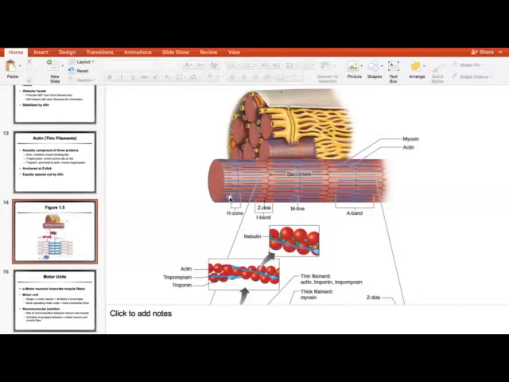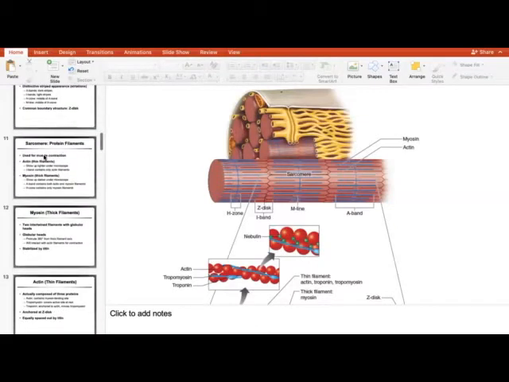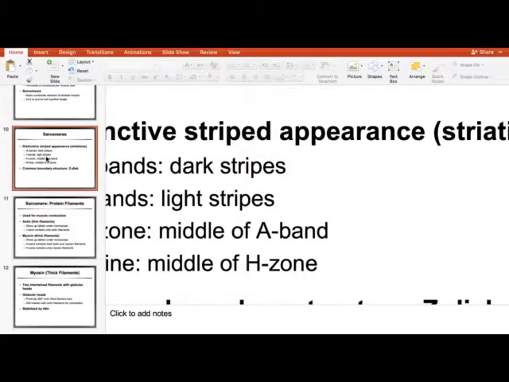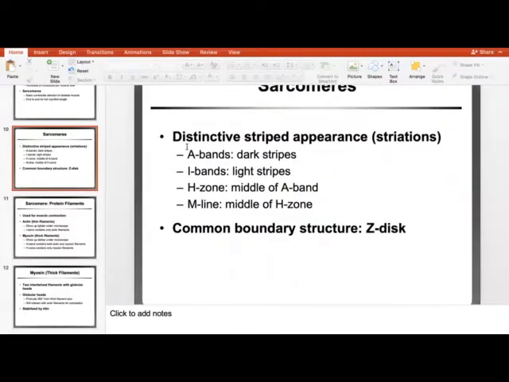Likewise, the H zone here is this middle portion here, not the M line. The M line is the actual middle line, the midline of the myosin. But the H zone is the region that only includes myosin. It's in the A band, but it would be the part of the A band that doesn't include any of the actin. So it would be just this middle part. I've never really needed that information in my entire life, but at least that is going a little bit further in regards to the structure of this sarcomere. The boundary between each sarcomere is the Z disc.